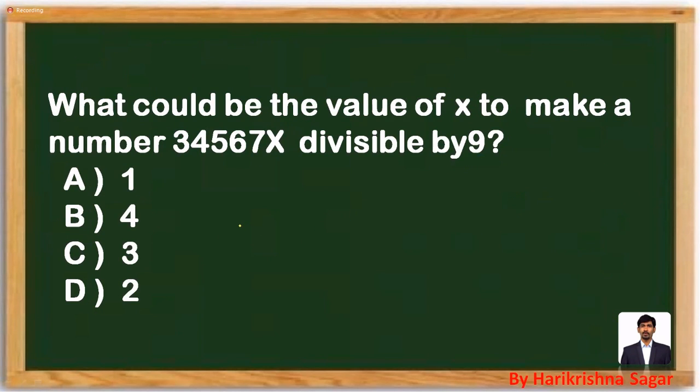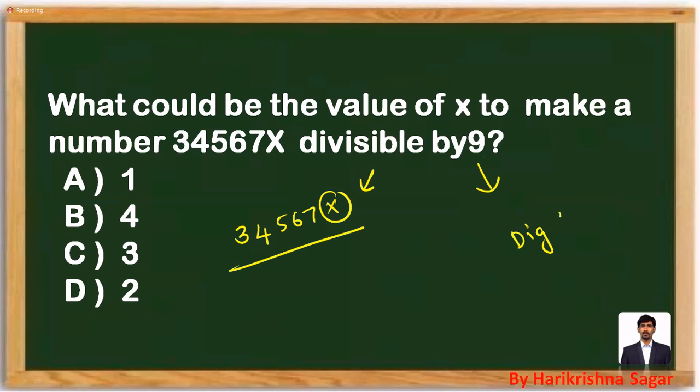Let's look at the next question which is available on the screen. What could be the value of x to make the number 34567x divisible by 9? So to make this number divisible by 9, what is the x value? What is the divisibility rule of 9? The divisibility of 9 is nothing but the digital sum must be divisible by 9. So what is the digital sum here? 3 plus 4 is 7. 7 plus 5 is going to be 12. 12 plus 6 is going to be 18.